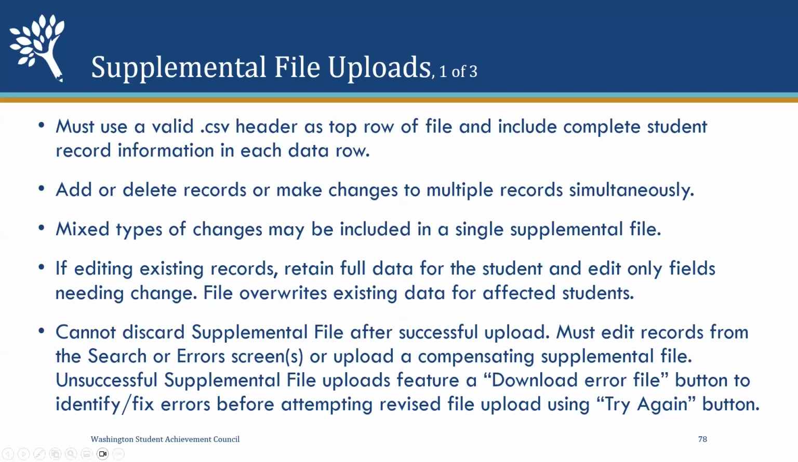Once you have uploaded a supplemental file and it's successful, you have to edit those records from the search or the error screen, or else you need to upload a compensating supplemental file that removes that error that may have been triggered. If the supplemental file itself was unsuccessful, you will see a download error file with that pink box with the critical errors that need to be fixed before you attempt to reload that revised file. And in that case, you will see a try again button. So in the event of an unsuccessful upload, none of the information in that supplemental file would have made it to be added to the existing unit record.